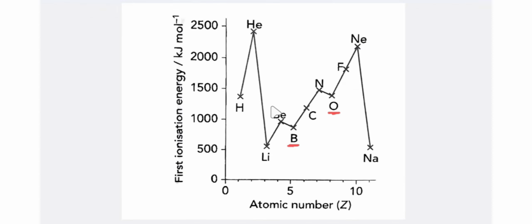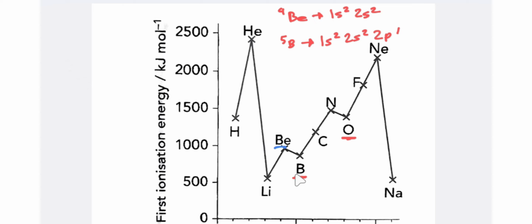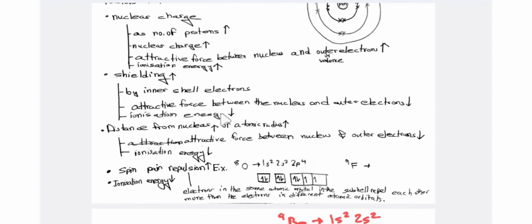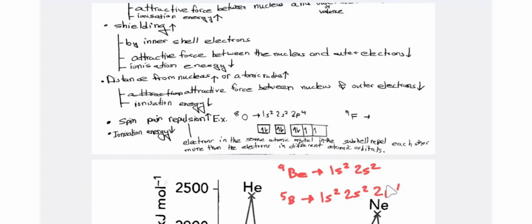So if we compare beryllium and boron, beryllium has the valence electron in the 2s subshell, while boron has the valence electron in the 2p subshell. So the valence electron is further from the nucleus in boron. Since the distance between the nucleus and the valence electron increases, the attractive force decreases and the ionization energy decreases.